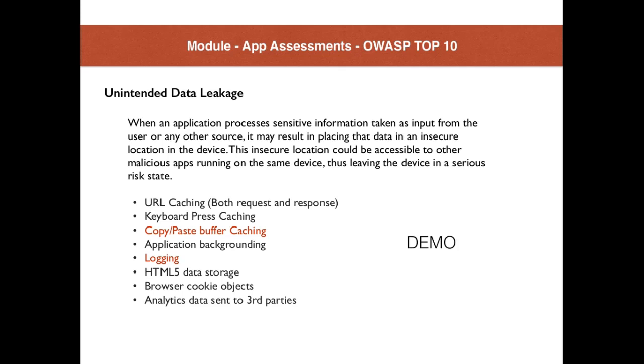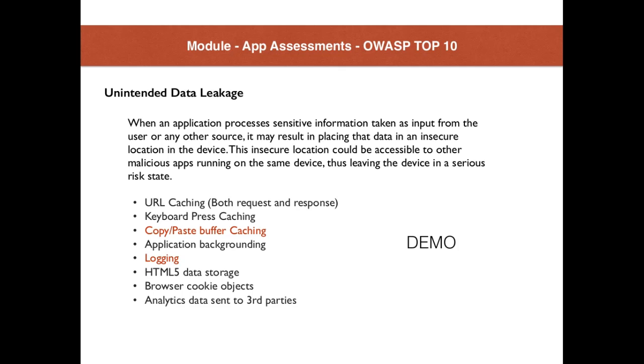So examples could be something like URL caching. If your URLs are cached somewhere and if they are accessible to other applications, then that's a problem. Keyboard press caching, when you are typing something in your device application and if it is getting stored somewhere on the device, and if other applications are able to access that data from your device, that's again a problem, right?